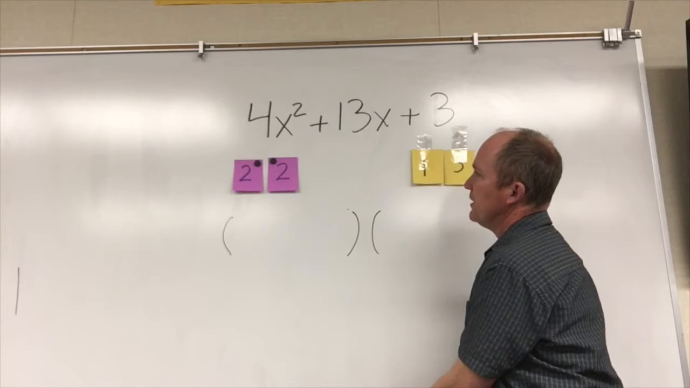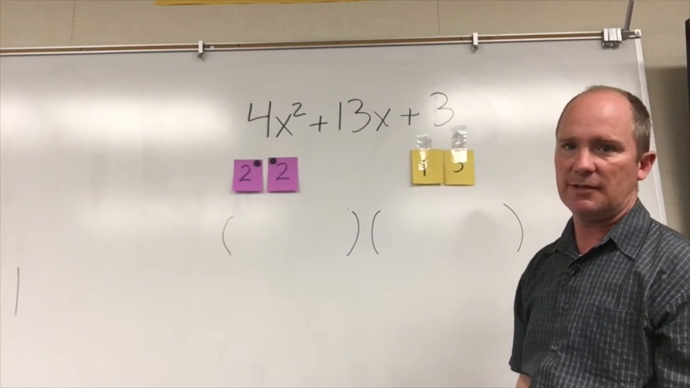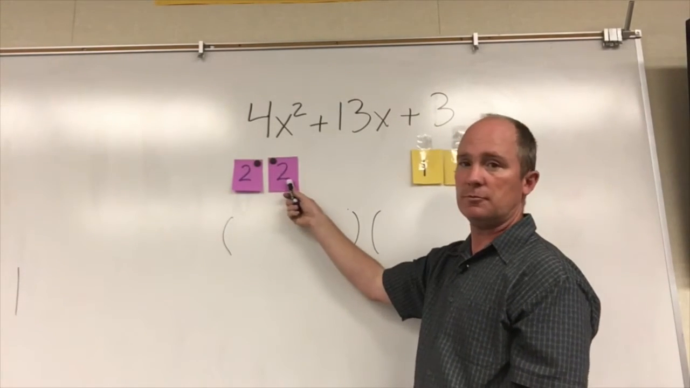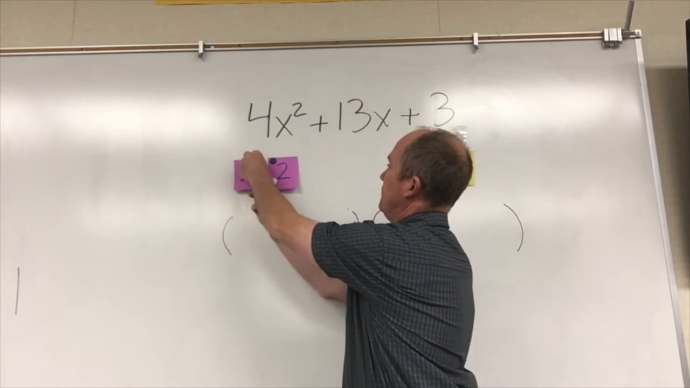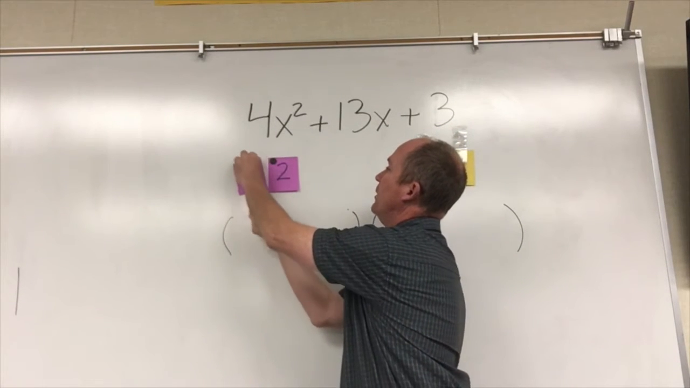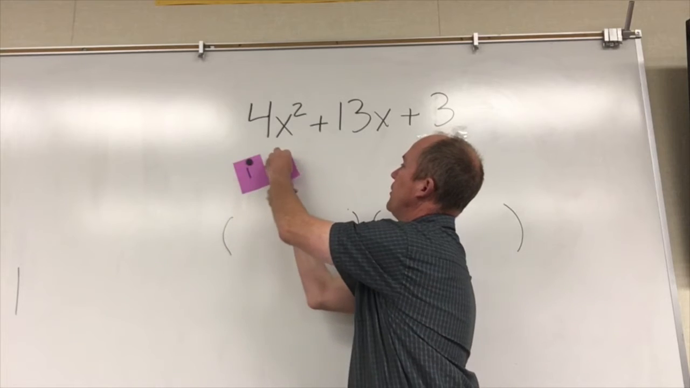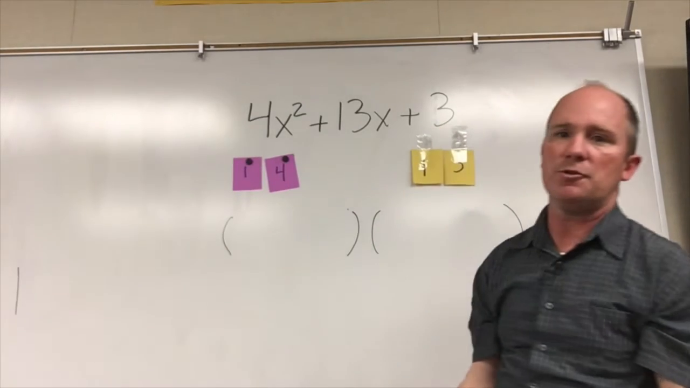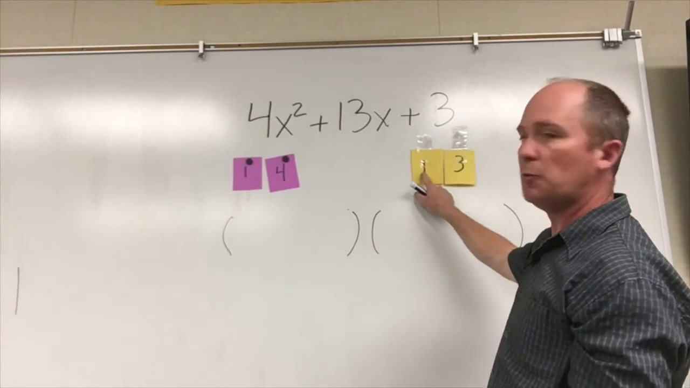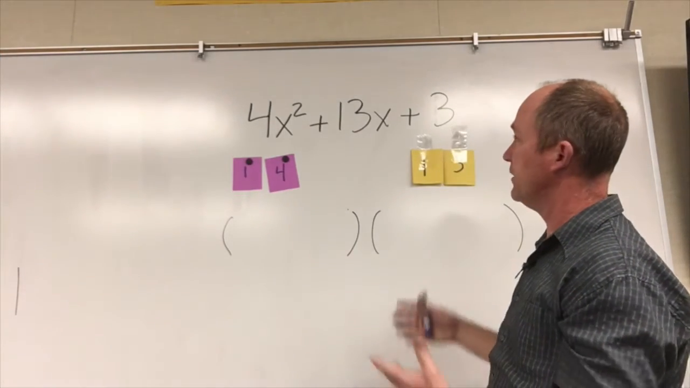We're going to take a look that there's a couple different ways to get 4. We could have 2 times 2. If I flip this over, we could also have 1 times 4 as my other option. So 1 times 4 or 2 times 2. The only way to get 3 is going to be 1 times 3, and again, there's no other way.